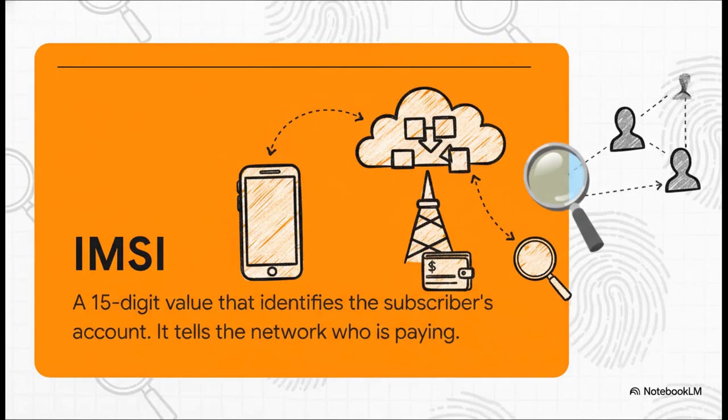The second key identifier is the IMSI. So if the ICCID identifies the card itself, the IMSI identifies the account. This 15-digit number is all about who is paying the bill. It's the thing that links that physical SIM card to a specific customer and their service plan.